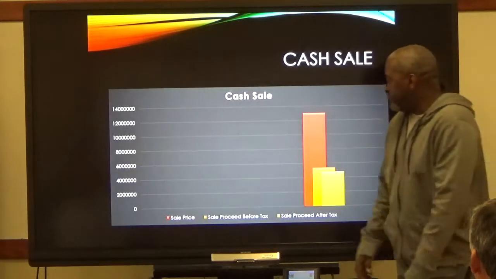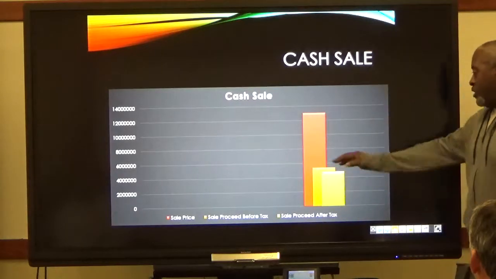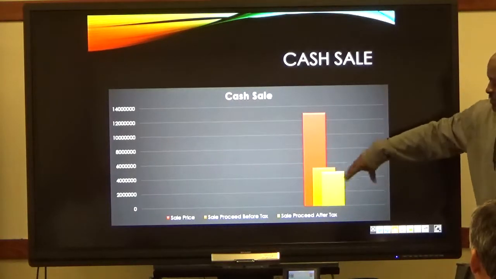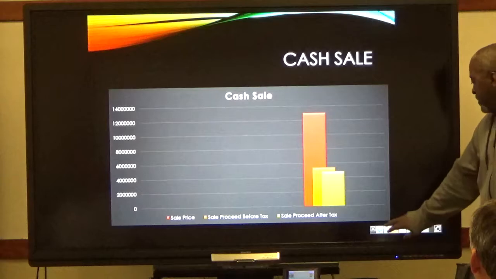And then we have cash sale. You see a blow up of what you made before and after tax. And I should have had an IRR, but it kind of got lost in the cloud.